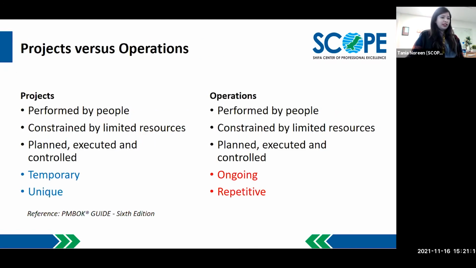Here are some of the examples where we can see the ground rules between the project and the operations. Both are performed by people, both are constrained by limited resources, both projects and operations are planned, executed, and controlled. But the main difference is projects are temporary while operations are ongoing. Projects are unique in nature while operations are repetitive in nature. That's the main difference between projects and operations.